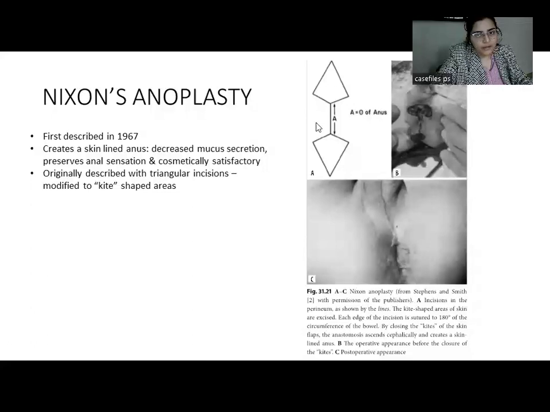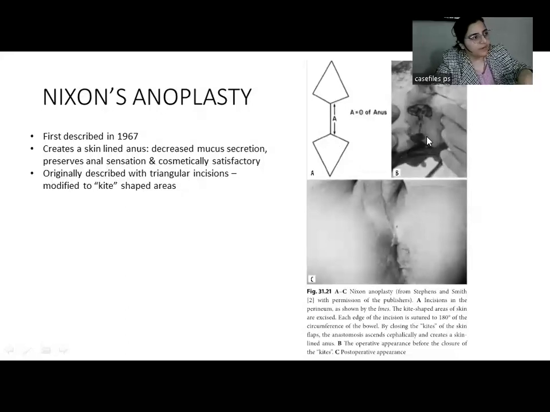This is the anal opening, and two triangular incisions. The initially described approach by Nixon had two triangular incisions. It was, however, modified to these kite-shaped areas. These incisions are made, and then the advancement flaps are done in order to release things.